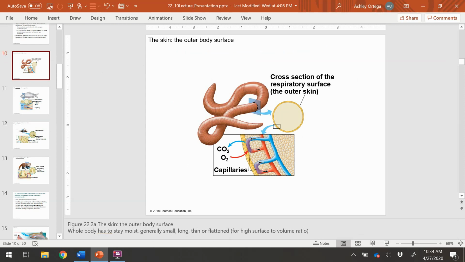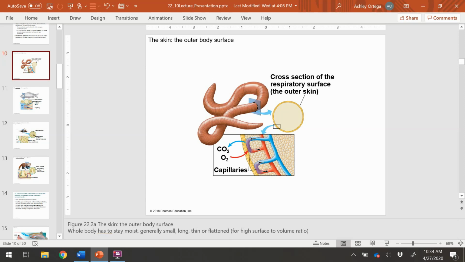The first one is the earthworm, and it uses its skin as its respiratory surface. You can see here in the cross cut of the earthworm, the outer skin highlighted in bright yellow is where the respiratory exchange occurs. From there, it has to go to the capillaries that are on the right, underneath the respiratory surface, right underneath the skin.